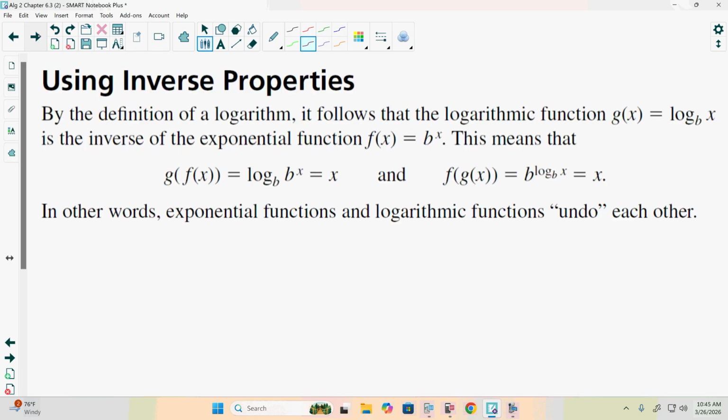Now, first thing we're talking about today is using inverse properties with logarithms. And what's interesting, because they are inverses, is that log base b of b to the x, when this b and the base are the same, will simplify, leaving us with just the exponent left over. And b to the log base b of x is just x. They undo each other. They simplify each other down.